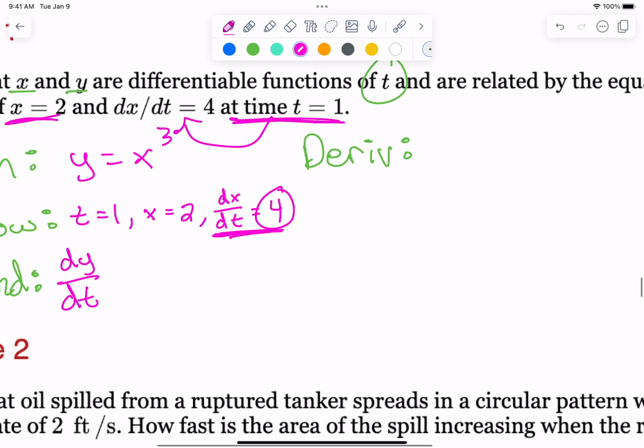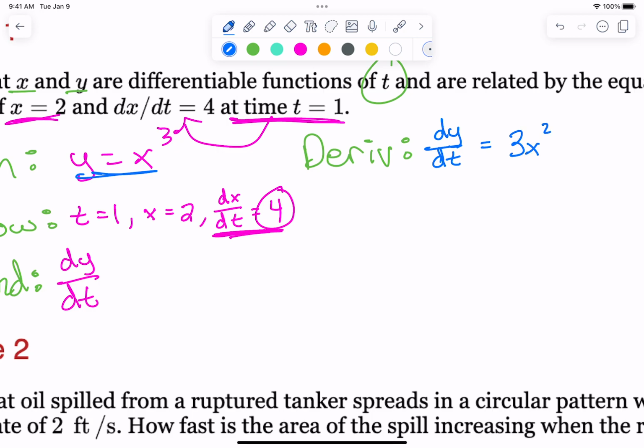So we need to find the derivative. The derivative of what? Yeah, y equals x cubed, okay? So let's find the derivative of it. What's the derivative of y? This is dy dt, and it's not dy dx anymore because we're doing it with respect to time, okay? What's the derivative of x cubed?